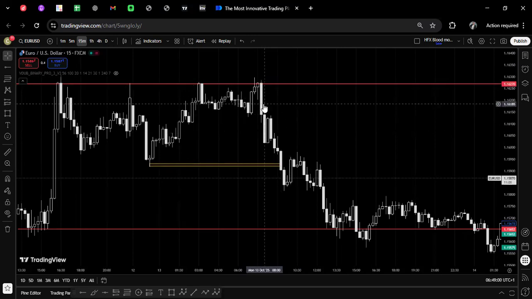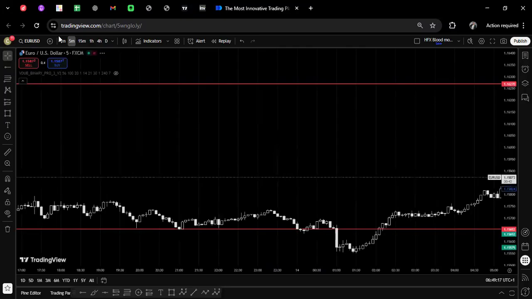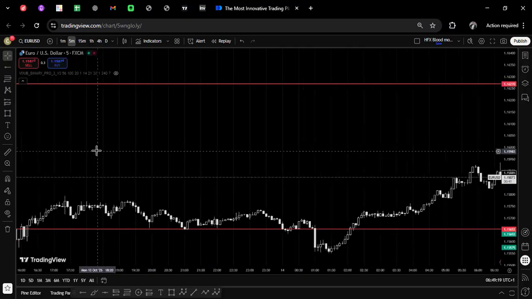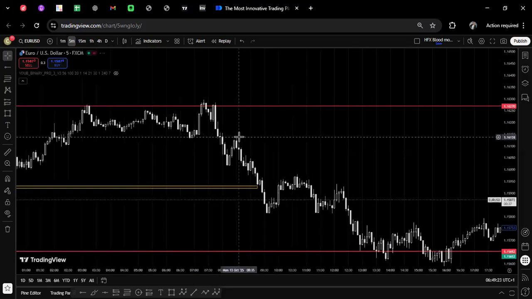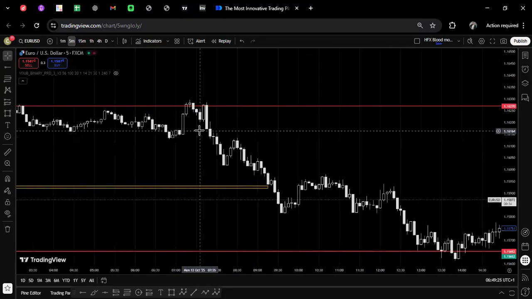Now, what if I decide to do this analysis from a 5 minutes time frame? What I'll be looking for is 15 minutes sell, right? So let me go down to the 5 minutes time frame. Because sometimes it's always better to go with the lower time frame, right?